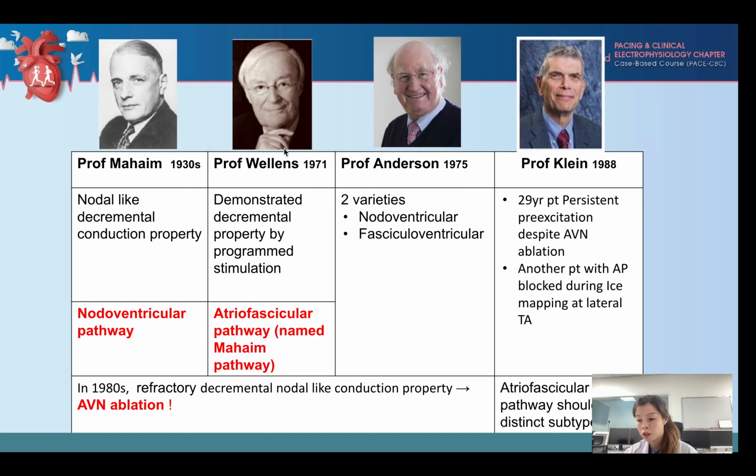In 1971, Professor Wellens first demonstrated the decremental property of atriofascicular pathway by programmed electrical stimulation. He assumed it was the same as the fiber described by Mahaim, so he named it Mahaim pathway. In 1975, Professor Anderson proposed there were 2 varieties of decremental pathways, the nodoventricular and the fasciculoventricular pathways. However, atriofascicular fiber was still not identified.